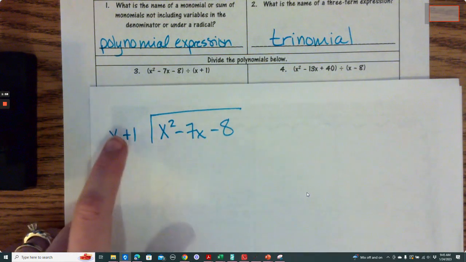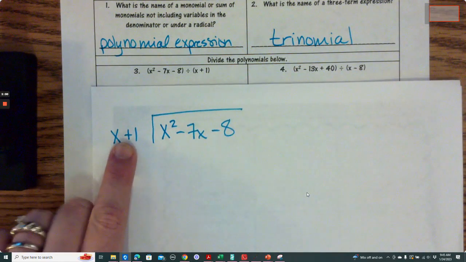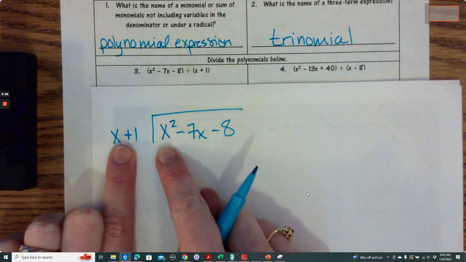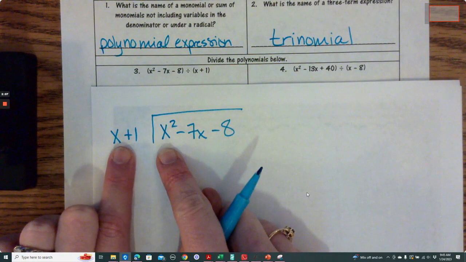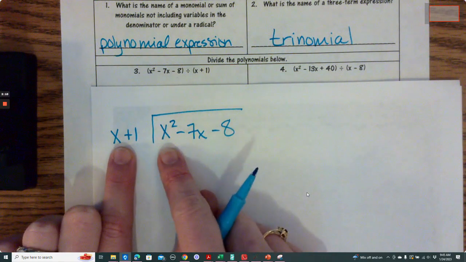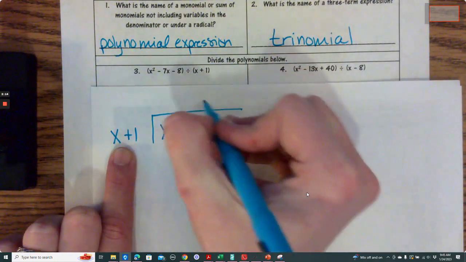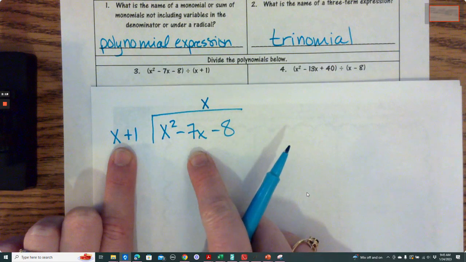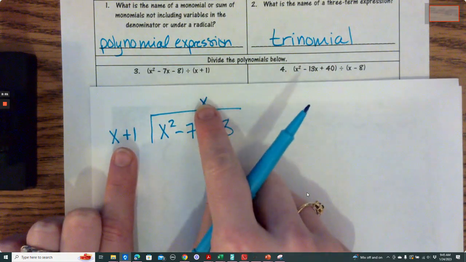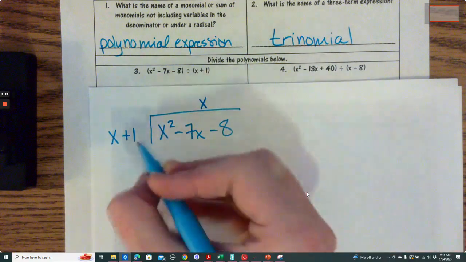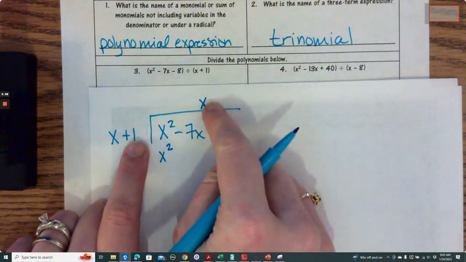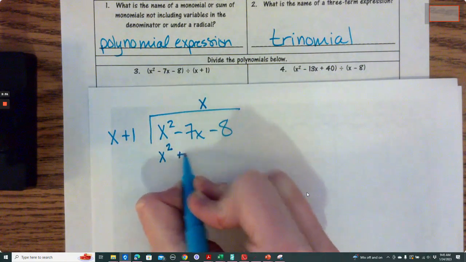All we look at is this x. And just like with division, we go to the first term. That first term is x squared. So x times what would give me x squared? So I line it up with the other just plain old x. Okay? And then I multiply this out. X times x is x squared. 1 times x is a positive x.